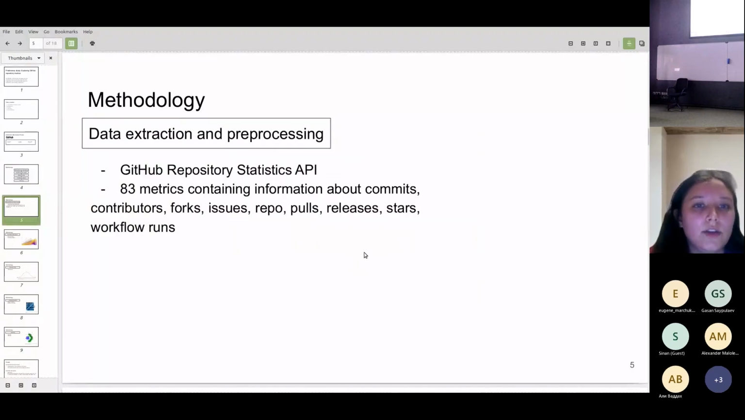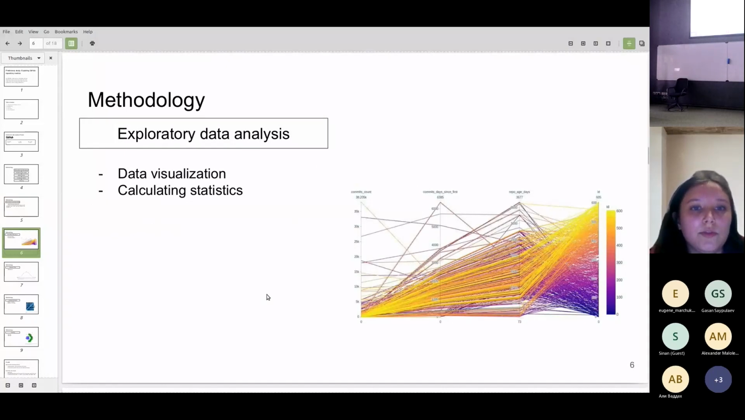First, data extraction and pre-processing. Our dataset includes information about GitHub repositories. The data which is used in the paper is retrieved with the GitHub repository statistics API. And the data frame contains more than 18 metrics, which contain information about commits, contributors, forks, issues, repos, etc. The next step is exploratory data analysis.